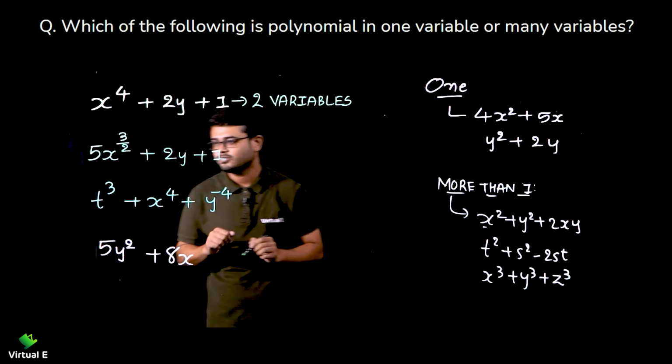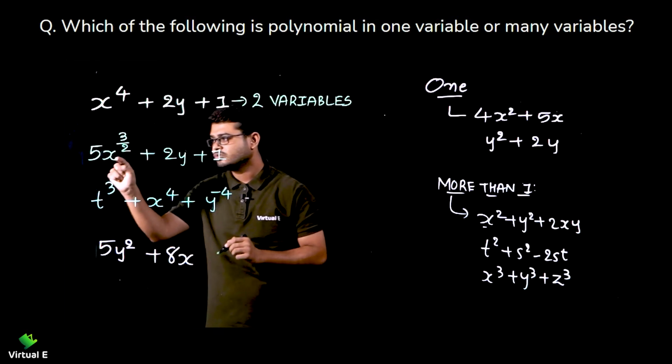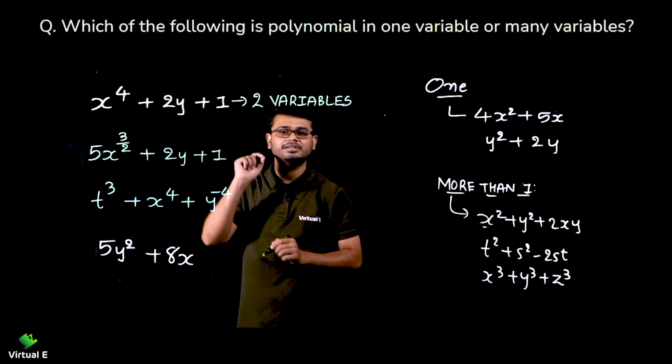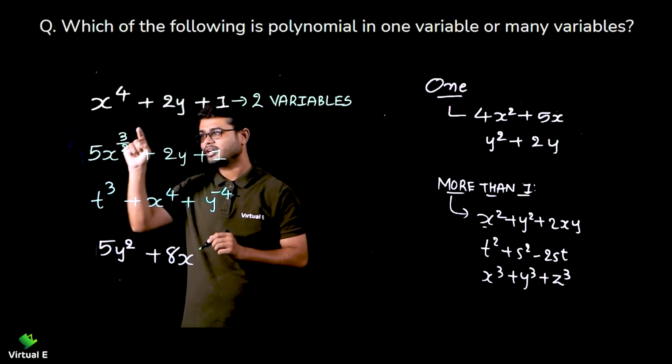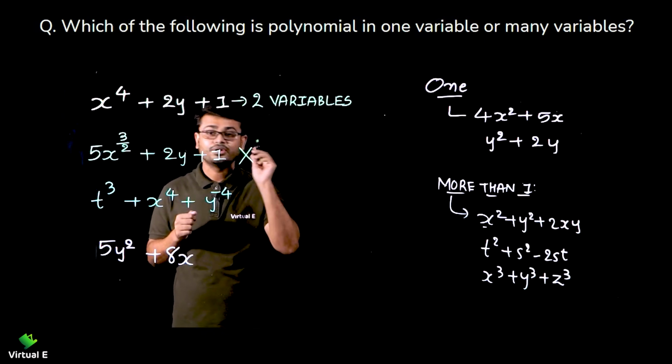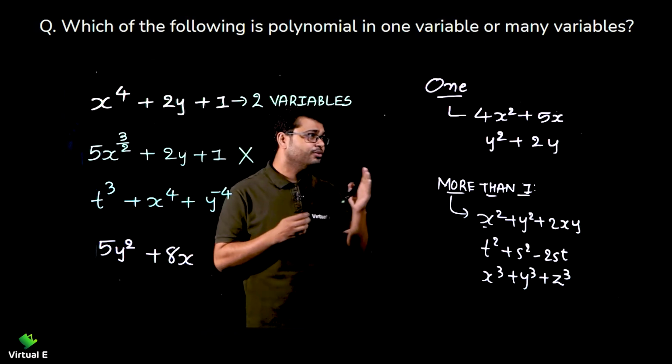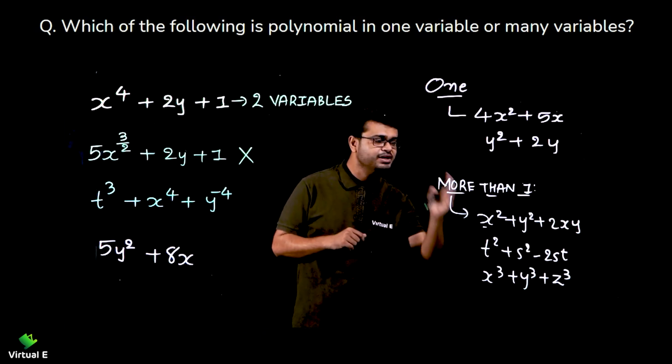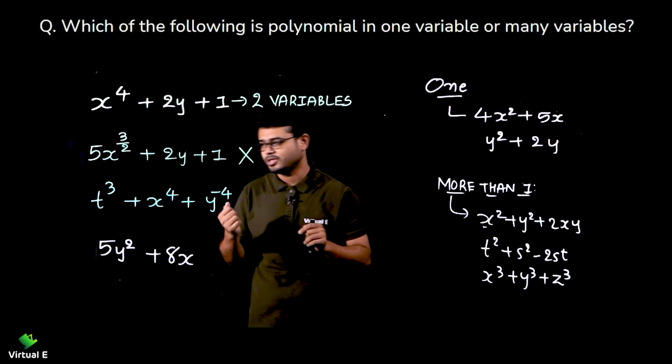Now come to the second one. Here we have 2 variables, x and y. But is it a polynomial? No, because we have a fraction as the power. That's not accepted. So this is not at all a polynomial. We don't even discuss whether it is one variable or more than one, because it is not a polynomial.